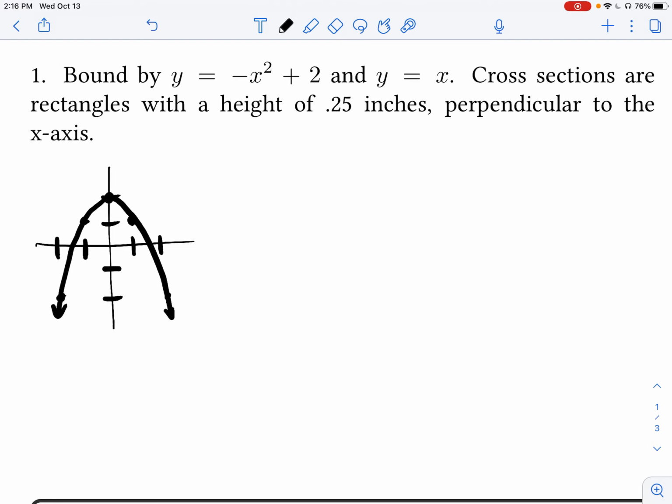And then y equals x. Let me just do that in a different color. Y equals x, well, that's going to look something like this. There's y equals x. Okay. And we see that our enclosed region is this region here.